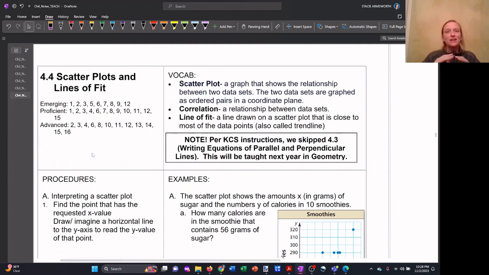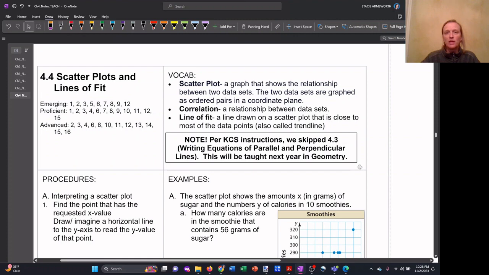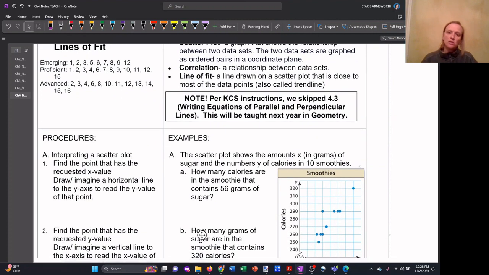In this section, we're going to learn about scatter plots and lines of fit. A scatter plot is a graph that shows the relationship between two data sets. Down here, you can see a relationship between the number of grams of sugar in a smoothie and the number of calories in that smoothie. You can see there are these dots scattered around the graph, and that's why this kind of graph is called a scatter plot.